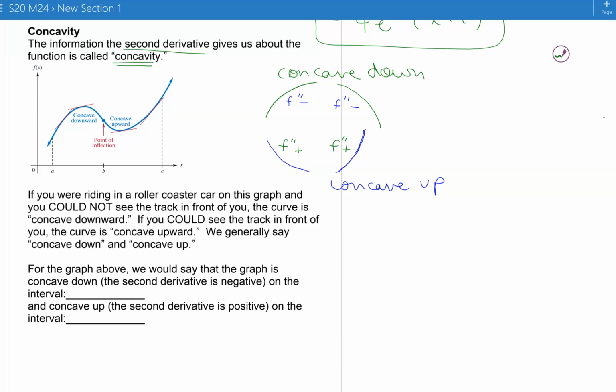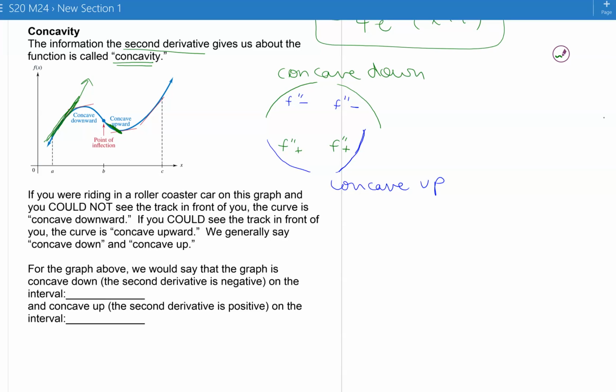People come up with different ways of making sense of it to themselves. It can look like part of a bowl that's upside down or right side up. Some people see it as whether it holds water or it doesn't. One way of thinking about it is if you were riding on a roller coaster, on the part that's concave down, you see the sky, and on the part that's concave up, you see the track. So that's another way of thinking about it.